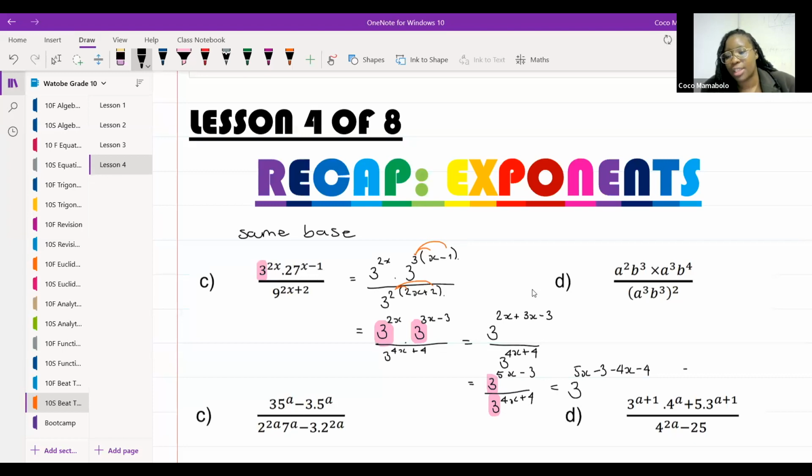So my final answer would then be 3 to the power of 5x minus 4x will just give me x. So I'll have 3 to the power of x. And then negative 3 minus 4 will give me minus 7. Samuel, I knew you would make that mistake. Don't. Remember, we are also subtracting that 4 from the bottom. So it's going to be negative 3 minus 4. So my final answer will be 3 to the power of x minus 7.